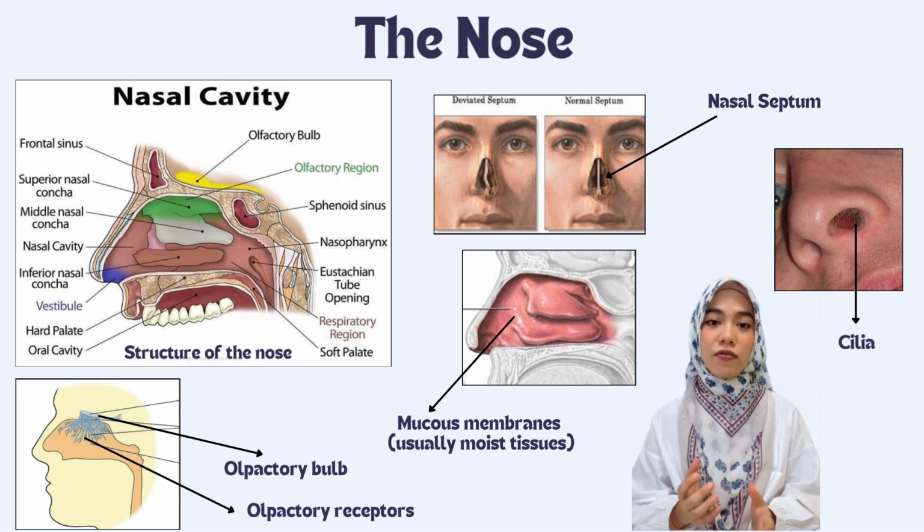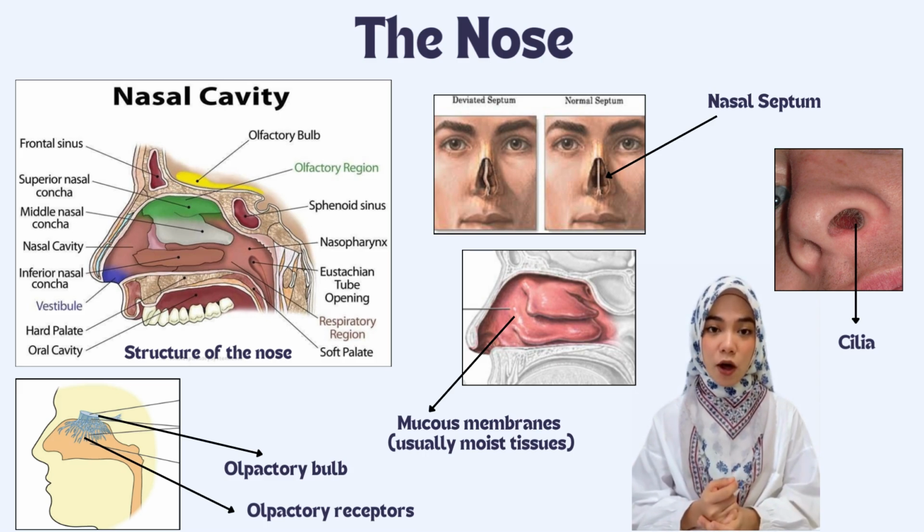The olfactory receptors are nerve endings that act as receptors for the sense of smell. They are also important to the sense of taste. These receptors are located in a mucous membrane in the upper part of the nasal cavity.